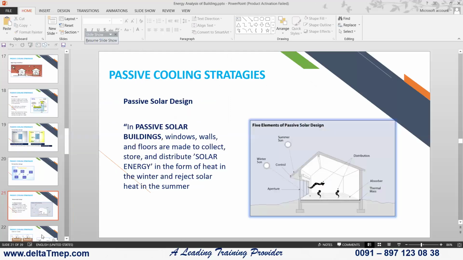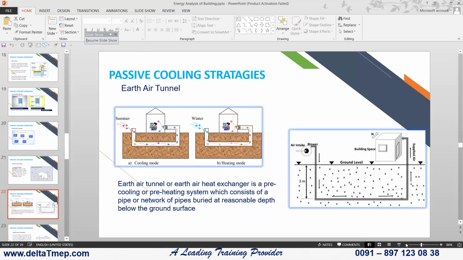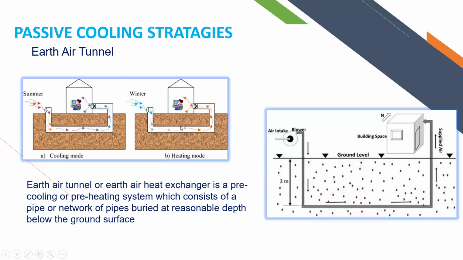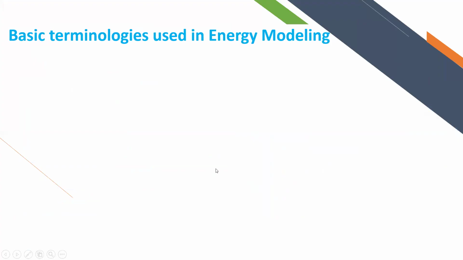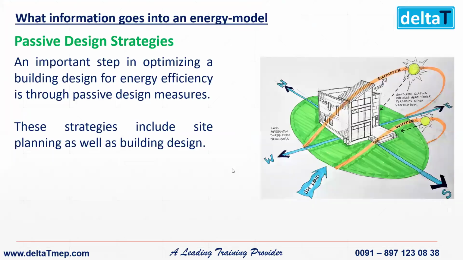And also, we have the earth air tunnel. This earth air tunnel is about going a little bit down, about 3 meters. I take the hot air from here, go down 3 meters, and then supply the air to the building, so I get cool air. So this is about a passive cooling system. We have a lot of other things.